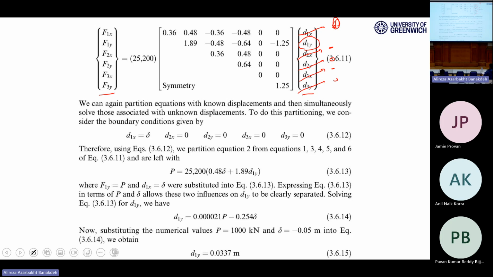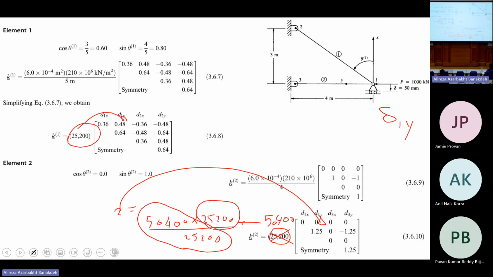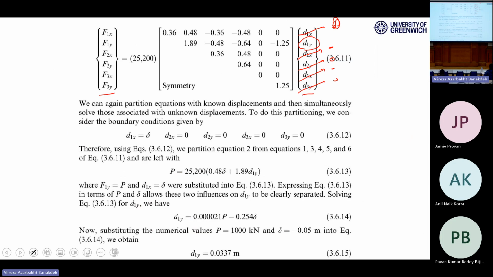5 displacements are 0, aren't they? Because 2 are here, 2 are here, and one is here, delta 1x. X is vertical. Take a look at it, right? So 5 of the deltas are 0, and only 1 is non-zero, which is unknown. We should calculate it. So we only have delta 1y.